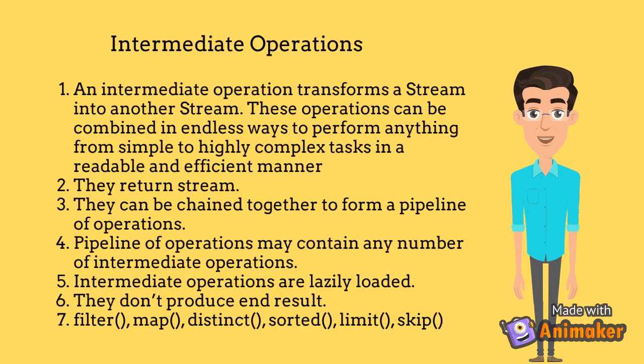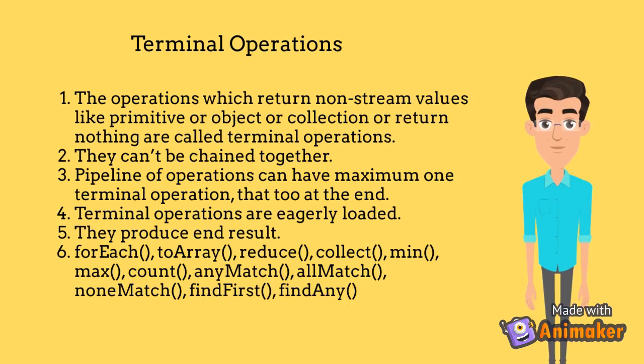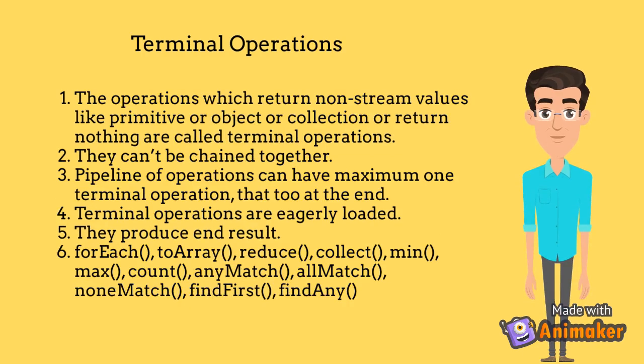Intermediate operations. Java 8 Stream has many operations which can be pipelined together to get desired result. Some operations produce another stream as a result and some operations produce non-stream values as a result. The operations which return another stream as a result are called intermediate operations. The operations which return non-stream values like primitive or object or collection or return nothing are called terminal operations.